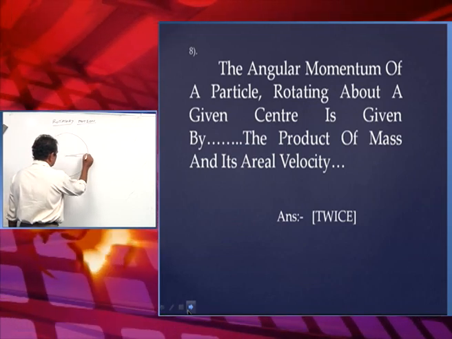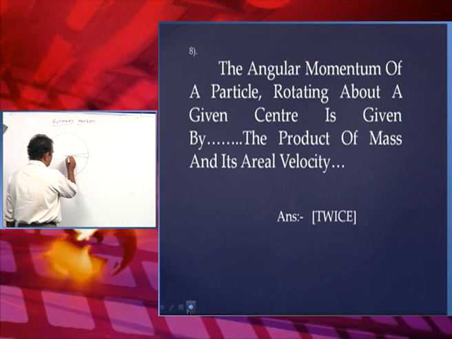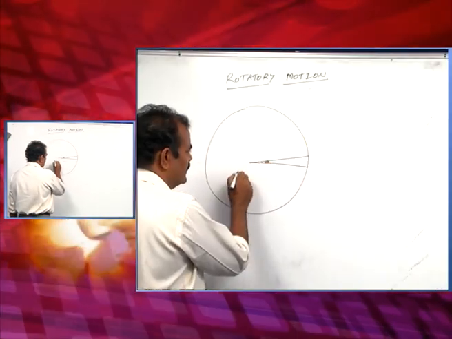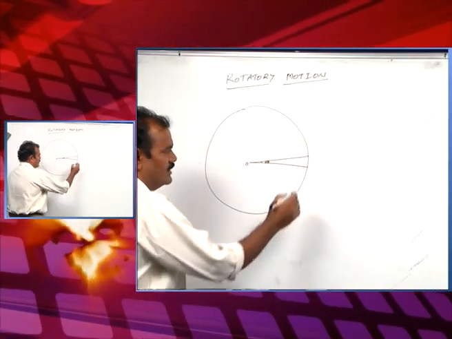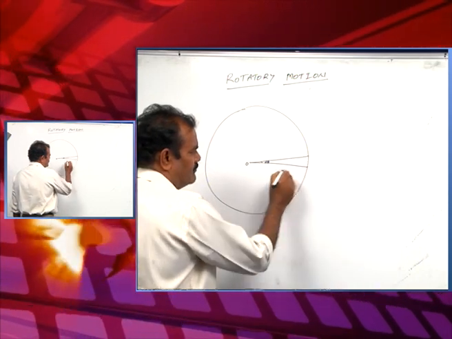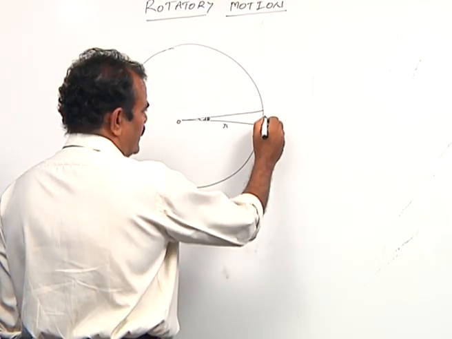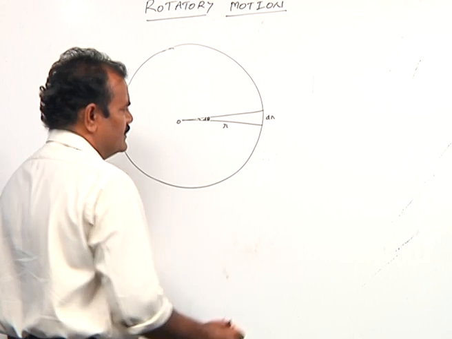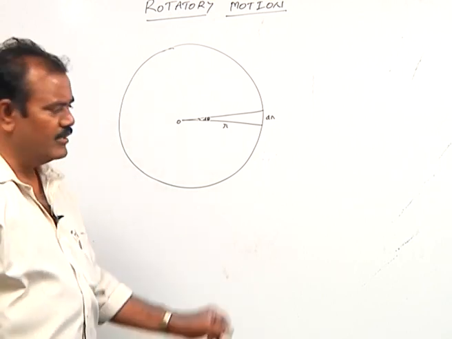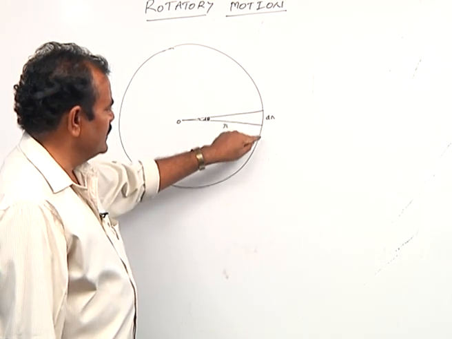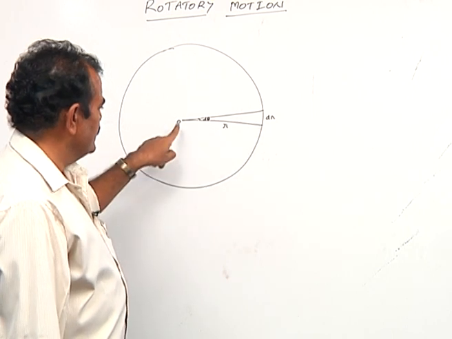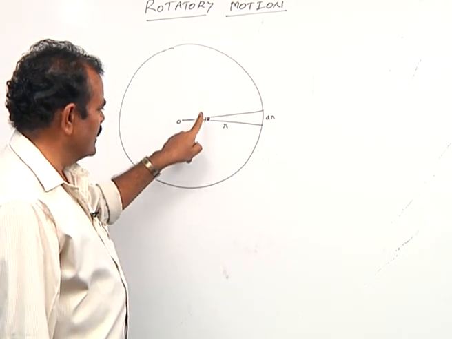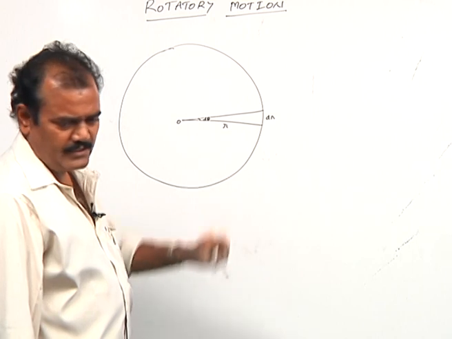Suppose the particle is rotating like this, and it makes an angular displacement d theta. Here is the center, and this will be the radius r. Here it is dr, a smaller linear displacement on the circumference. So d theta is the smallest angular displacement, r is here, and again dr.